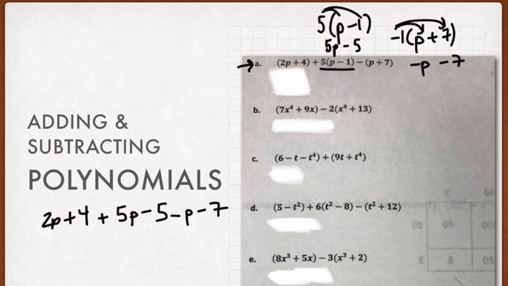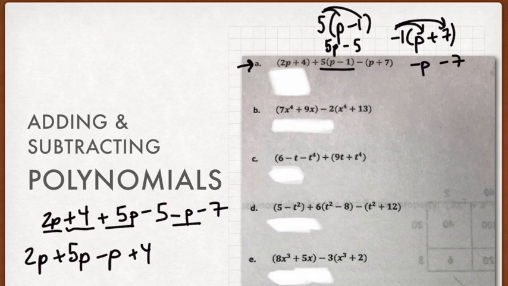So now what I have is a really large polynomial expression. And what I want to do first is order it. So I'm going to put my variables together and my numbers together. I'm going to reorganize this, and I'm going to grab all my p's and put them together. That's 2p, that's a positive 5p, that's a negative p. And then I'm going to grab all my numbers and put them together.